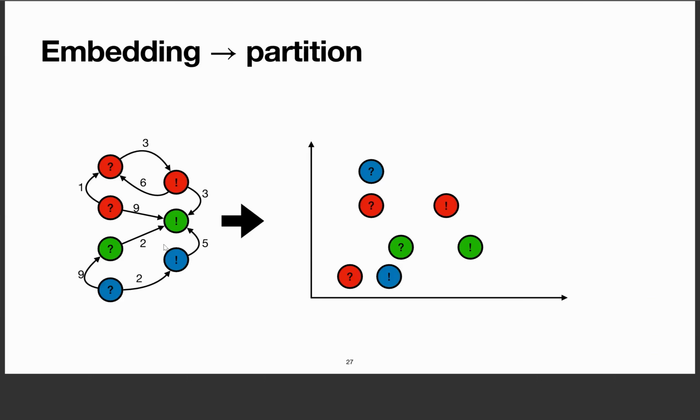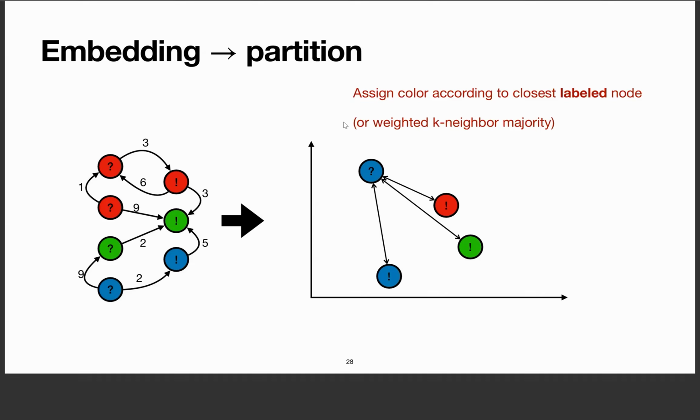Okay, so how do we get an updated partition? On the left, we have a graph where the exclamation marks are things we know for sure. These are from the experts, and the question marks are labels that we're not sure about. We run this embedding process, and we get the embedding on the right. Another question is, how do we update the labels for the things we're not sure about? We use quite a simple process. We just look at nearby nodes, and you assign the label of the node you're not sure about to be either the closest known label or some weighted k-neighbor majority.